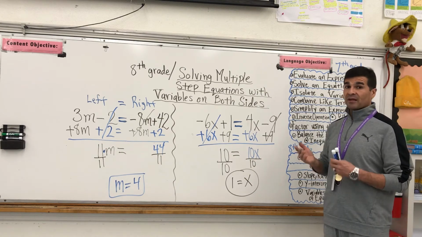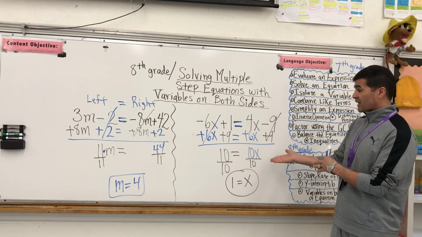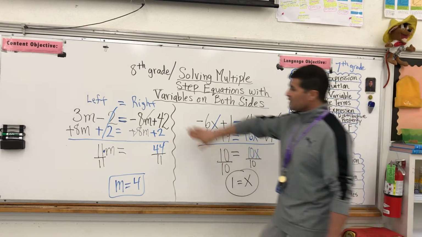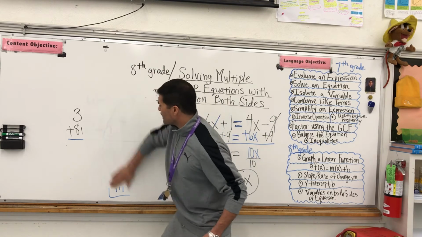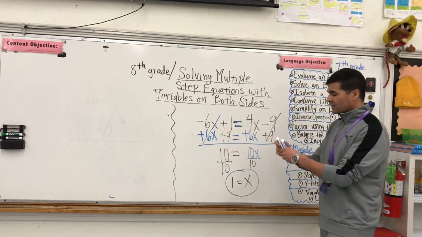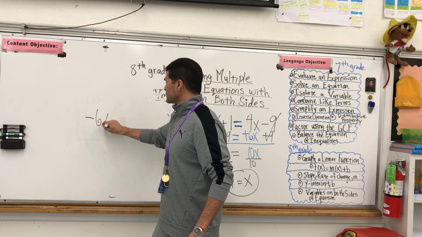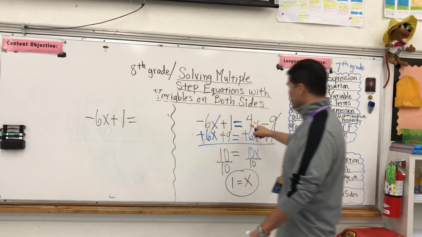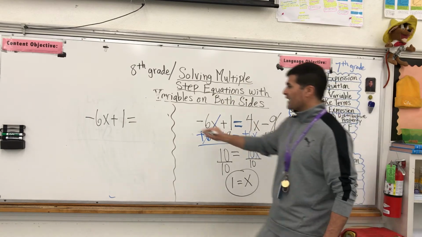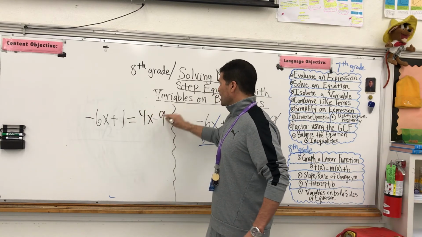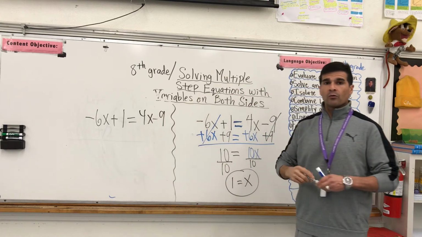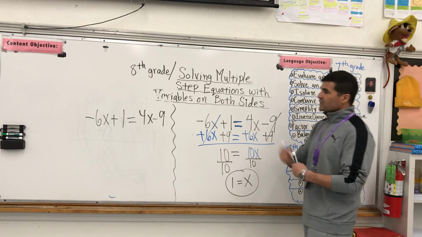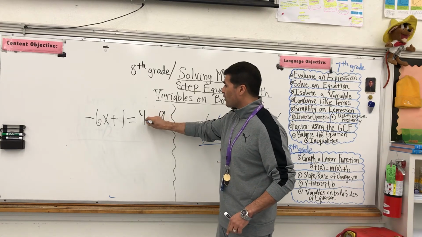Now, we haven't talked about checking your answers, but you can easily check your answer. When you check your answer, you can evaluate your expression. See, what you can do is, you can actually take this equation and say, okay, -6 times x plus the number 1. This should be equal to 4x minus 9. Now, it won't be equal unless you only have one answer for x, 1. So I'm going to take this x and I'm going to put in a 1 right there.